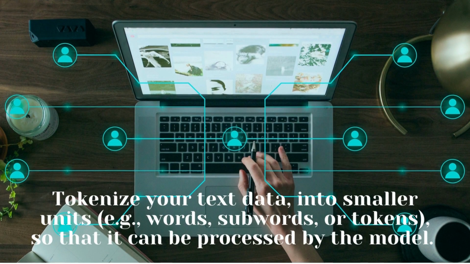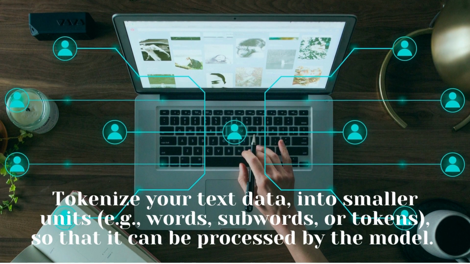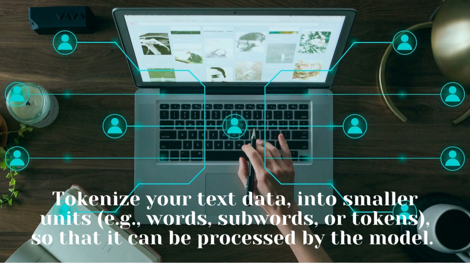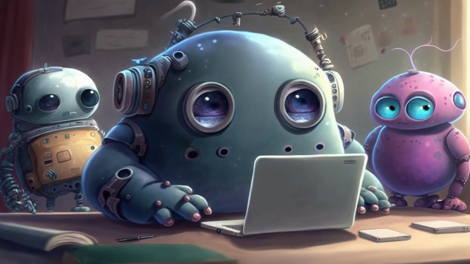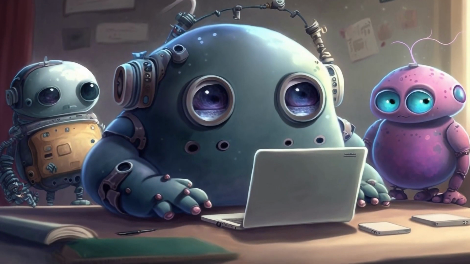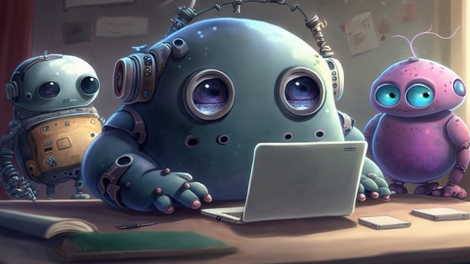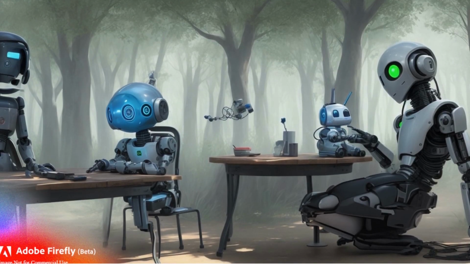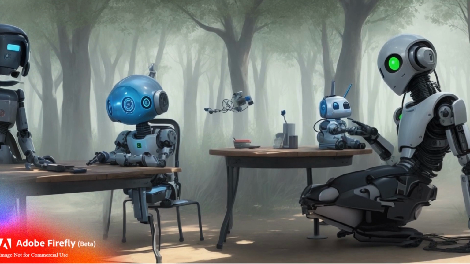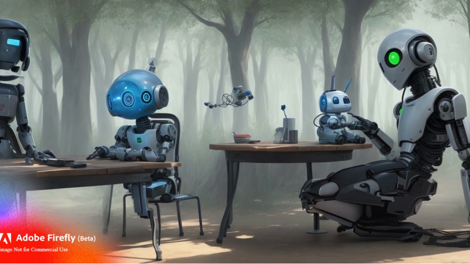Tokenize your text data into smaller units, e.g., words, subwords, or tokens, so that it can be processed by the model. Make sure to use the same tokenization method during training and inference. Decide which variant of ChatGPT you want to use. You can choose from different model sizes and configurations, depending on your project's requirements and available resources.